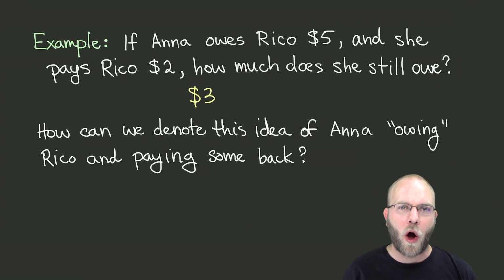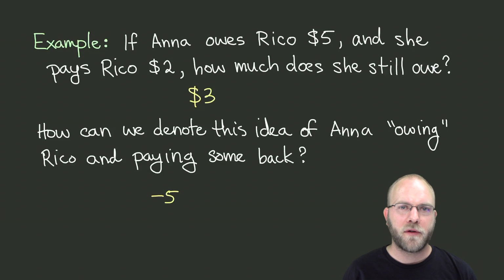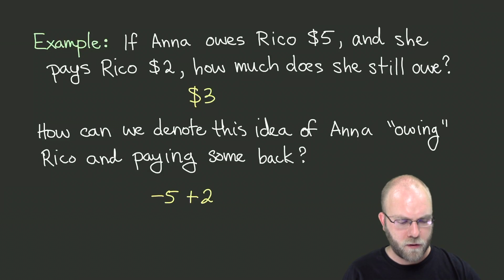This idea of Anna owing Rico $5 we'll denote with a -5. And then when she pays off $2, we'll add 2. And that's going to end up giving us a -3. She still owes him $3.